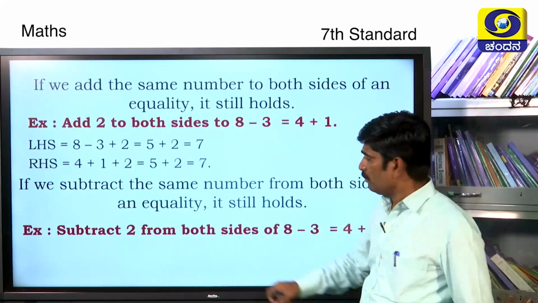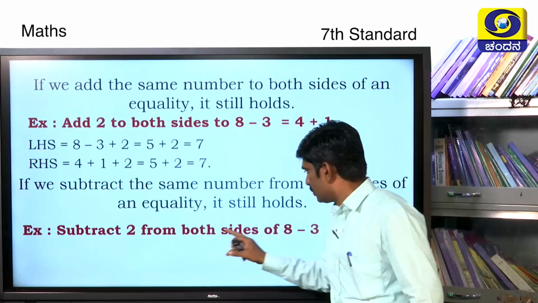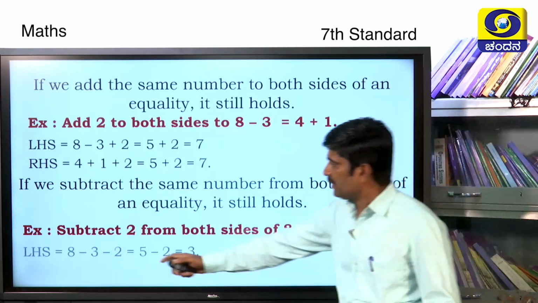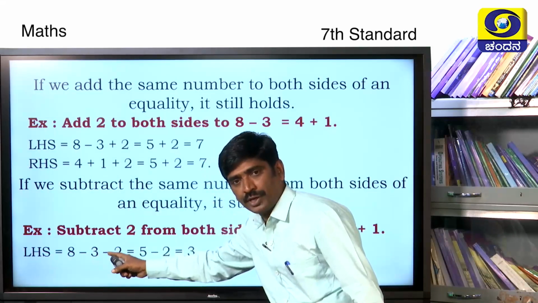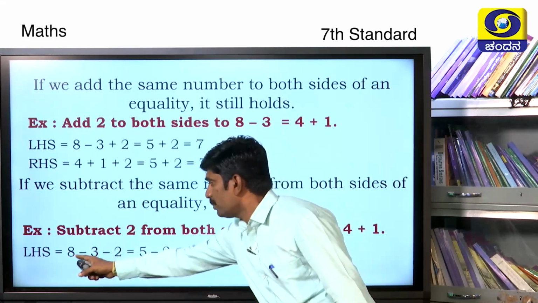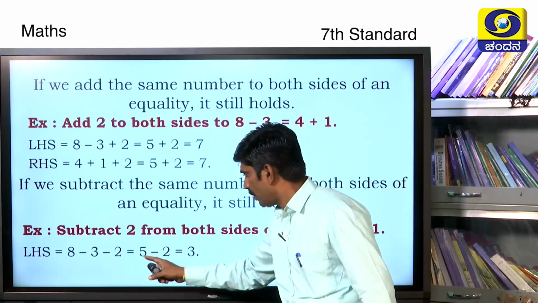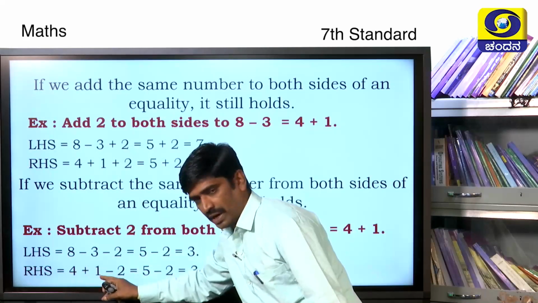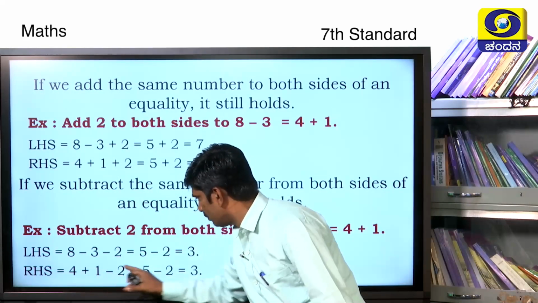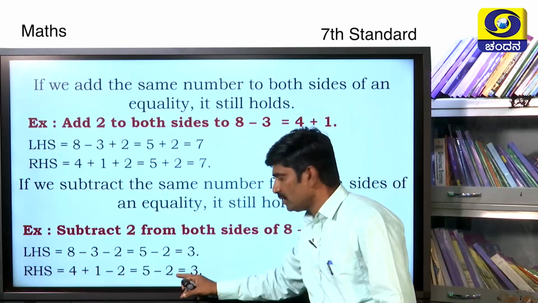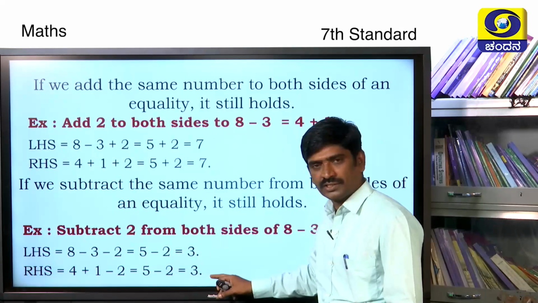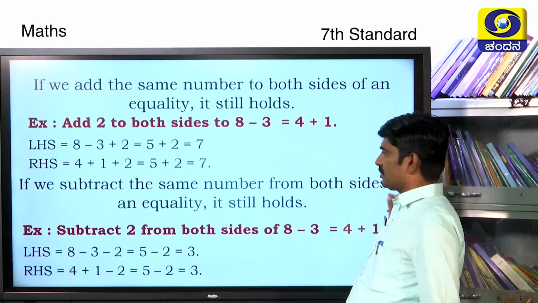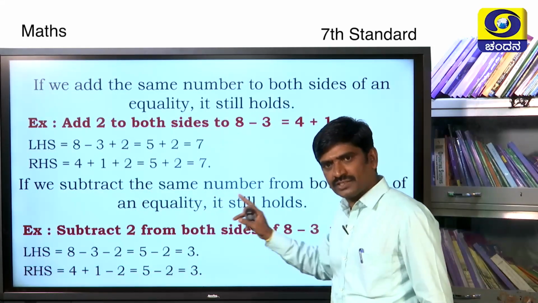After that activity, subtract 2 from both sides of 8 minus 3 is equal to 4 plus 1. First one, LHS, 8 minus 3 minus 2. 8 minus 3 means 5. 5 minus 2 is 3, that is LHS. In RHS, 4 plus 1 minus 2. 4 plus 1 means 5. 5 minus 2 means 3. LHS is equal to RHS. Yes, if we subtract the same number from both sides of an equality, it still holds.